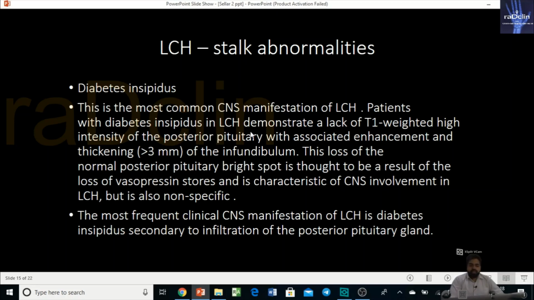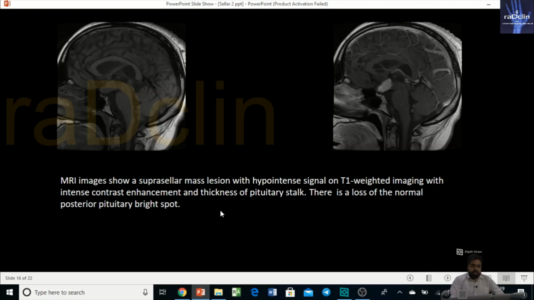A patient with diabetes insipidus demonstrates a lack of T1 weighted hyperintensity of the posterior pituitary gland, which means that the normal posterior bright spot is gone, associated with enhancement and thickening of more than 3 mm of the infundibulum. This loss of the normal pituitary bright spot is thought to be a result of the loss of vasopressin, and this is the reason why the patient is suffering from diabetes insipidus. The most common CNS manifestation of LCH is diabetes insipidus, secondary to infiltration of the posterior pituitary gland.